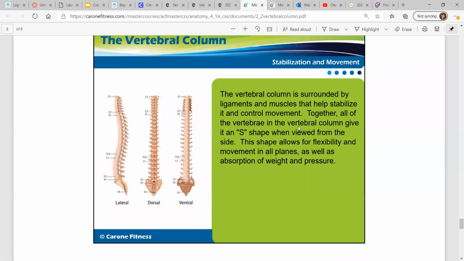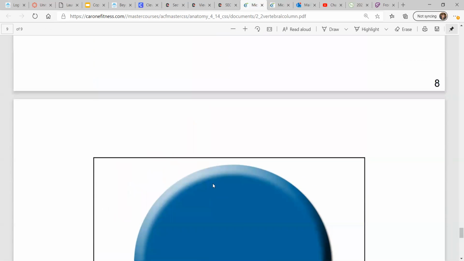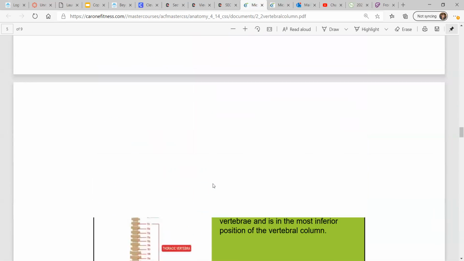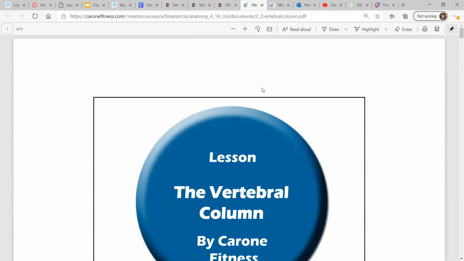The vertebral column is surrounded by ligaments and muscles that help stabilize it and control movement. Together, all of the vertebrae in the vertebral column give it a type of S shape when viewed from the side. The shape allows for flexibility and movement in all planes, as well as absorption of weight and pressure. So that is the end of the vertebral column section. So we learned about the skull, the skull anatomy, and your spine, all very key parts of our body.